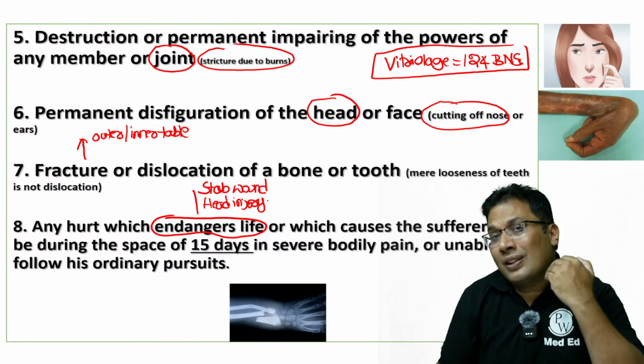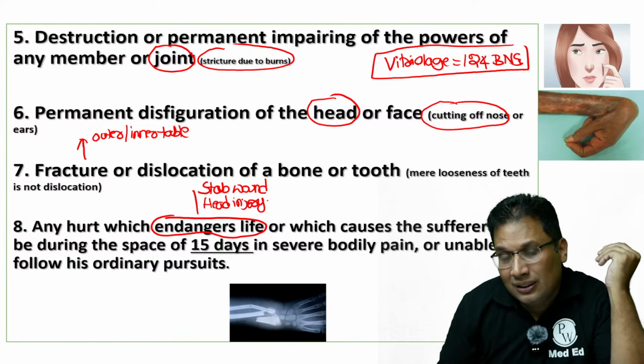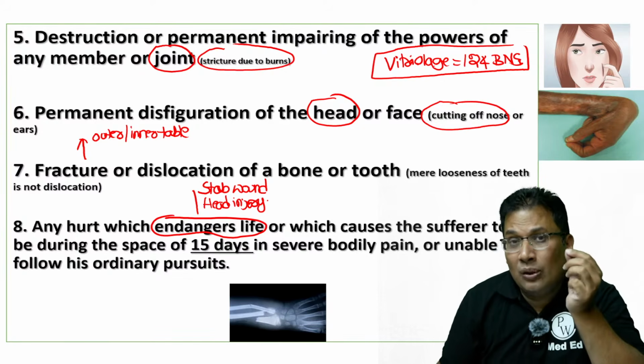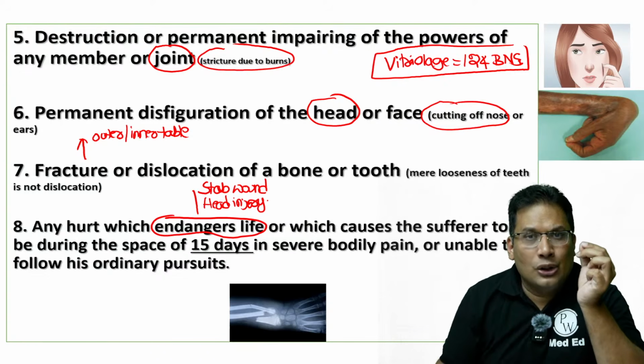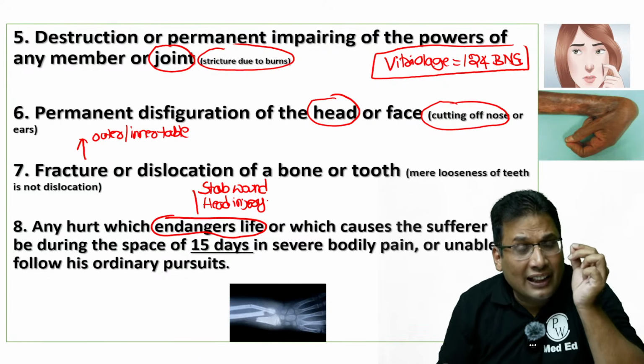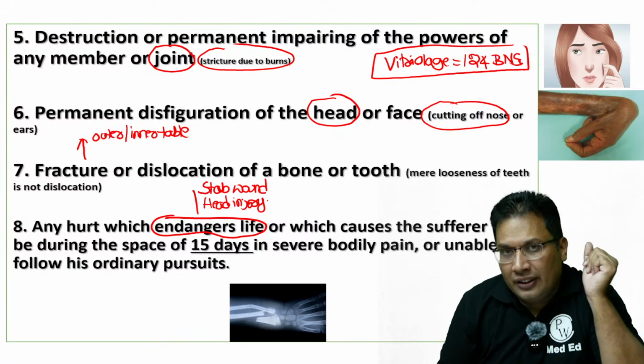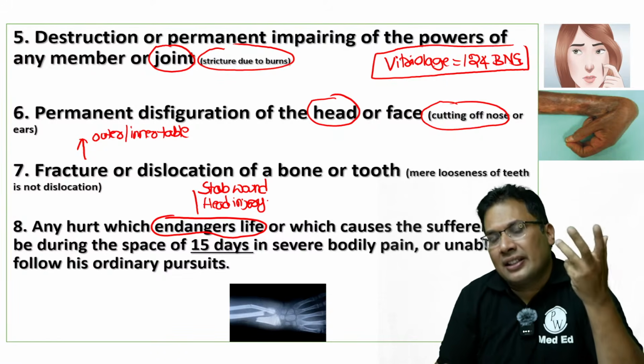or stab injury over the neck, piercing platysma, is definitely dangerous because we have carotid arteries and jugular veins, which can bleed and lead to shock, hemorrhage and death. So they are examples for endangers life.